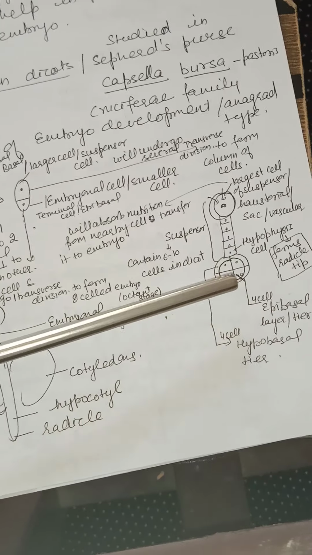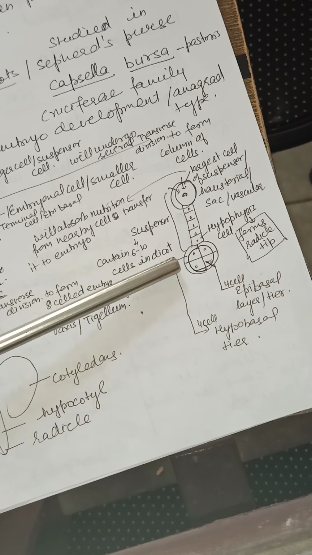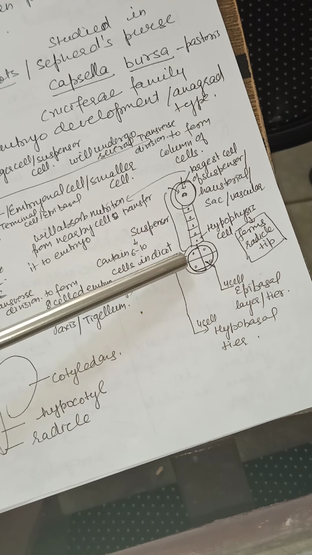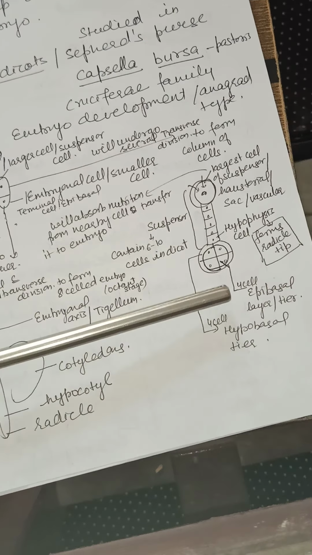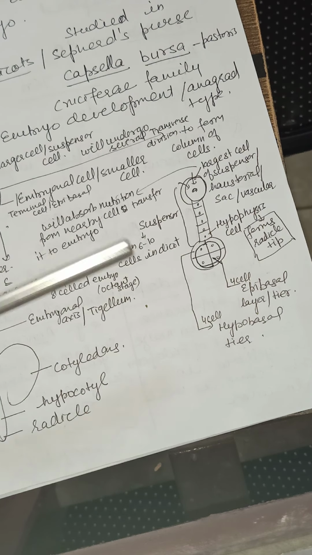Therefore, two tiers of cells are formed, one upper tier and one lower tier. Upper tier has 4 cells, lower tier also has 4 cells. This upper layer is known as the epibasal layer and the lower layer is known as the hypobasal layer.